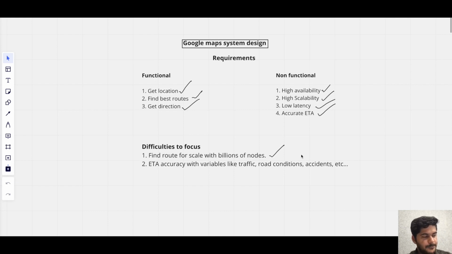Second, we have to think about the accuracy of the estimations we are giving, that it will take 15 minutes or 2 hours from point A to point B. We also have to think that there are variables like live traffic, road conditions, accidents, or some event going on somewhere, so there might be a rush in that particular place. So when we are giving estimations, we also have to think about how we will accommodate these things in our design.